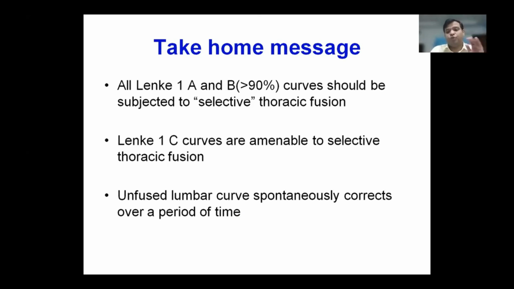If LIV is chosen properly, you can prevent distal adding-on. The Lenke type 1C curve is also amenable to selective thoracic fusion, satisfying the criteria of the 1.2 ratio. And this selective thoracic fusion, we should remember, is based on the principle that the lumbar curve corrects itself. If it fails, then your selective thoracic fusion will fail.